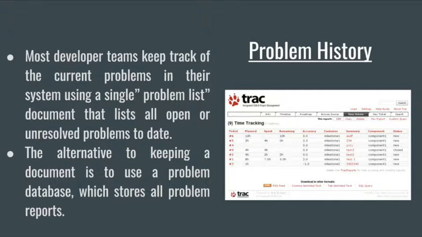So the alternative to keeping a document is to use a problem database, which stores all problem reports. Problem databases are scalable up to a large number of developers and users, and the problems themselves are entered into the database. And these can be used later on in order to be able to fix similar problems for this product or even future problems or future products.